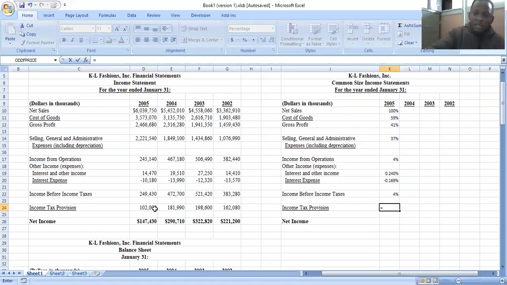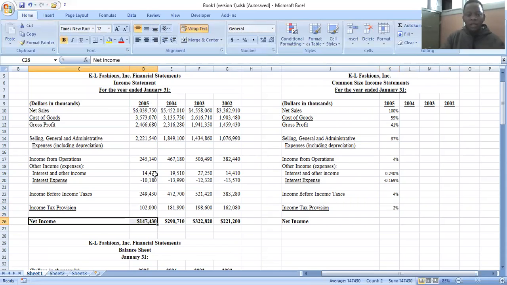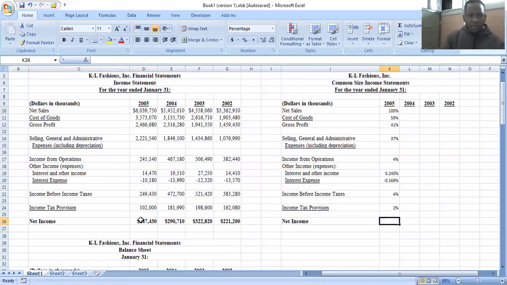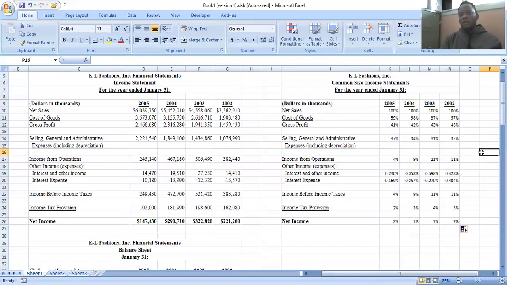So the common size financial statements are quite easy to do. Then for the net income, the common size ratio in the year 2005 is net income divided by the net sales. That is 147,000 divided by 6 million, which is 2%. And we do the same for all the other years, that is 2004, 2003, and 2002. Since I'm using my Excel, I'm just going to autofill this, and it gives us those common size financial ratios.